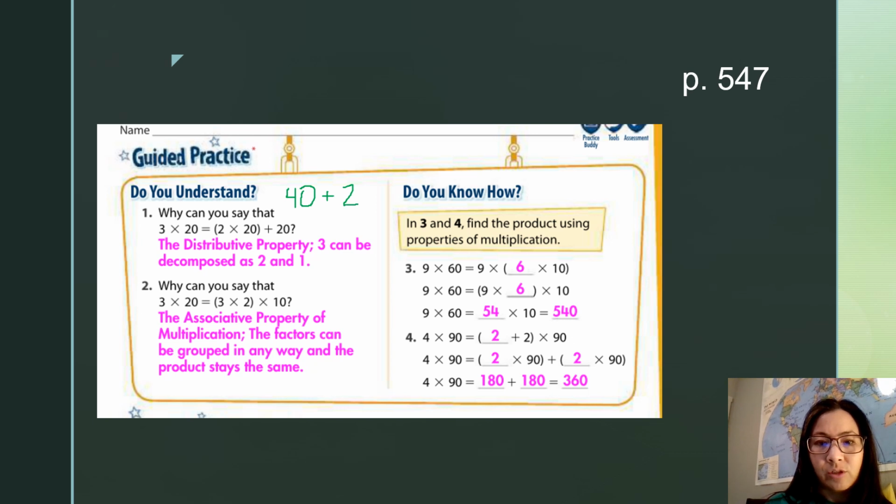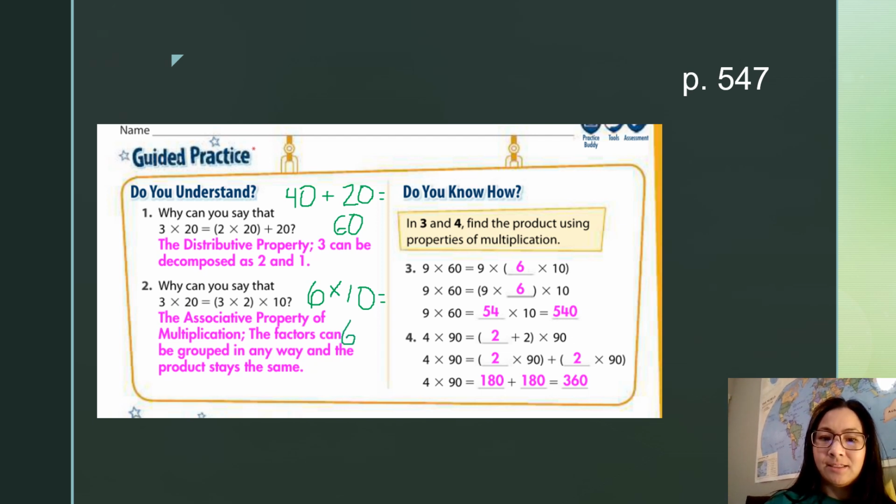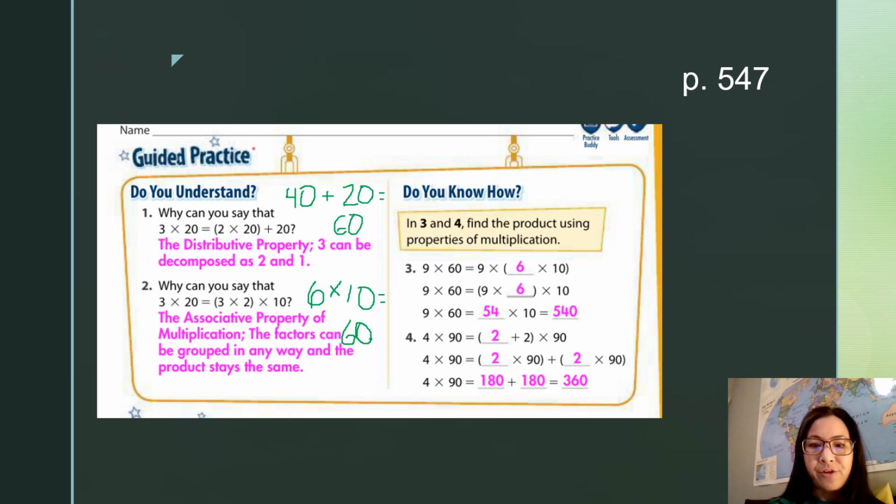Okay, that's 40 plus 20 equals 60. Right? And then we can check if we use the associative property and group the 3 times 2 first. 3 times 2 equals 6, and then multiply that by 10. 6 times 10 equals 60. Alrighty, well, there's proof that they are equal to one another.